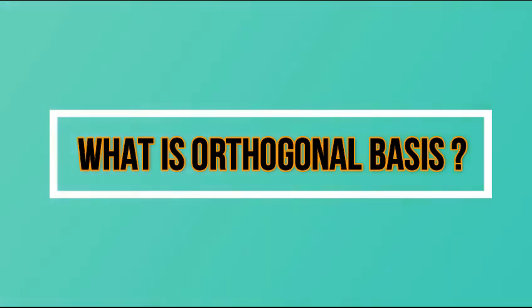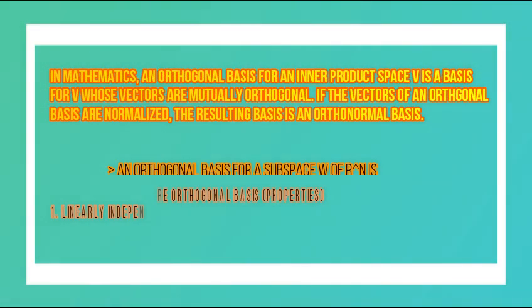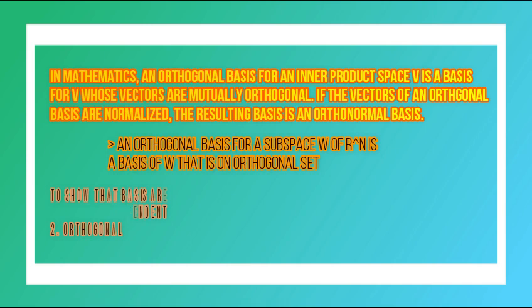So first we will look at the definition of orthogonal basis. What is an orthogonal basis? An orthogonal basis for a subspace W of R^n is a basis of W that is an orthogonal set. There are two properties to determine whether a basis is an orthogonal basis: the first one will be linearly independent and the second one will be orthogonal.